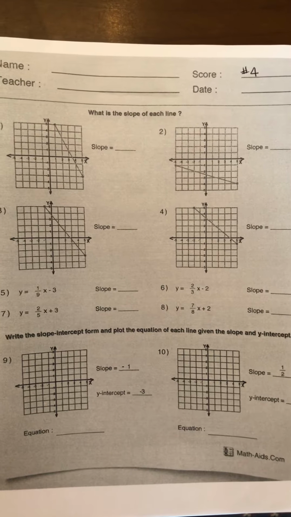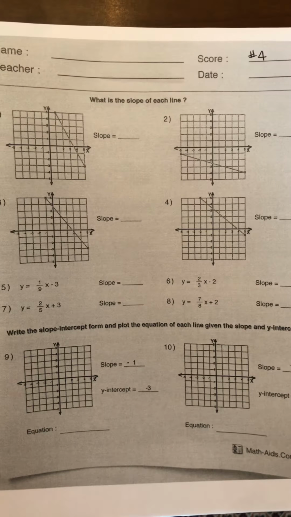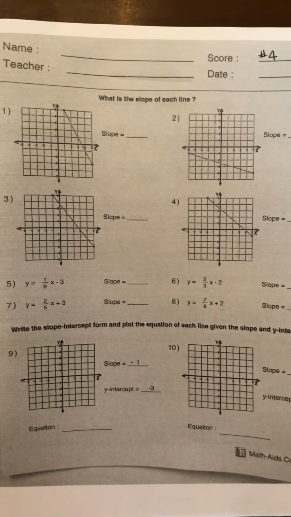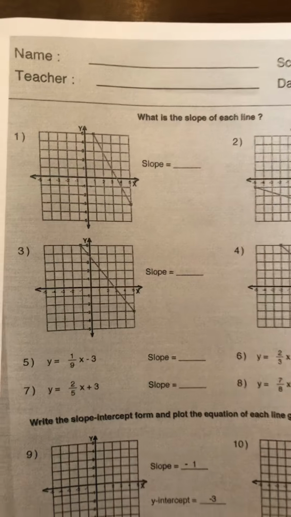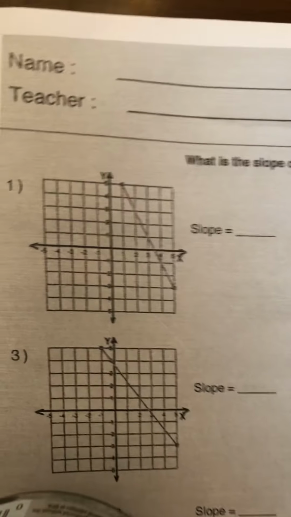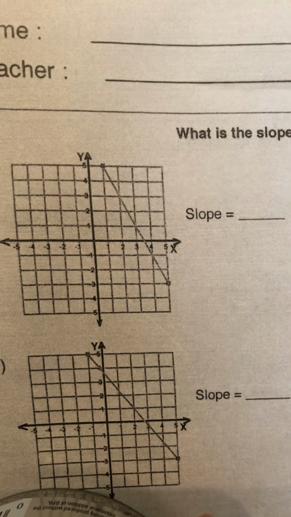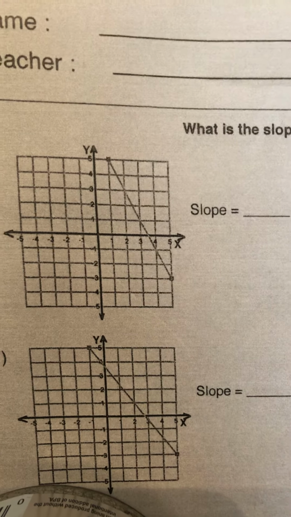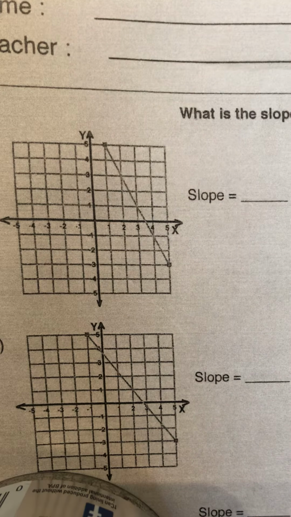Worksheet 4 for Ms. Wolf's class is asking us to do a few different things, so we'll look at the different types of problems as we go along. If we look at number 1, it's asking what is the slope of each line, and when you're given a graph and asked what the slope is, you're going to have to count that. There's no other way to do it other than counting it.